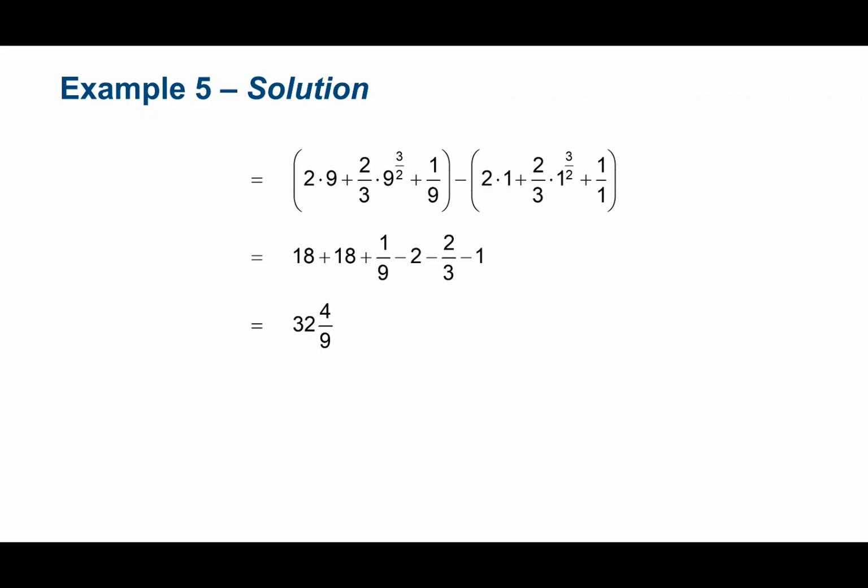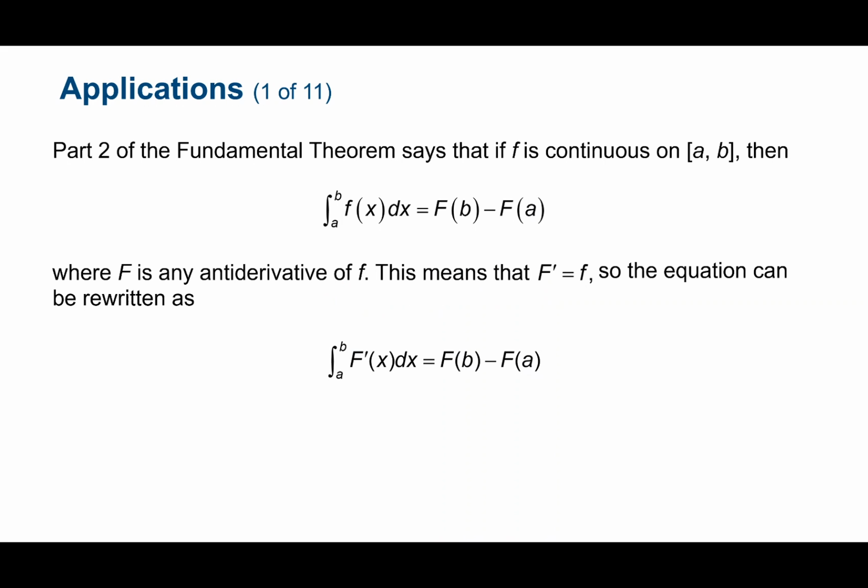Let's see, so they wrote it as a mixed number, so is that what we get there? 32 and 4. Okay, yeah. Okay, so we're not going to do much with this in this class.